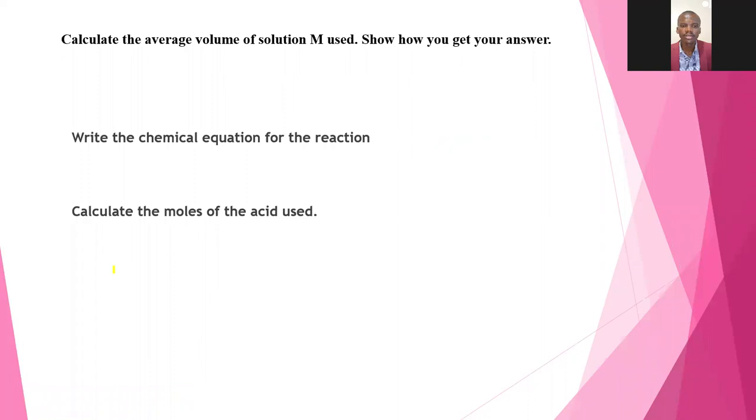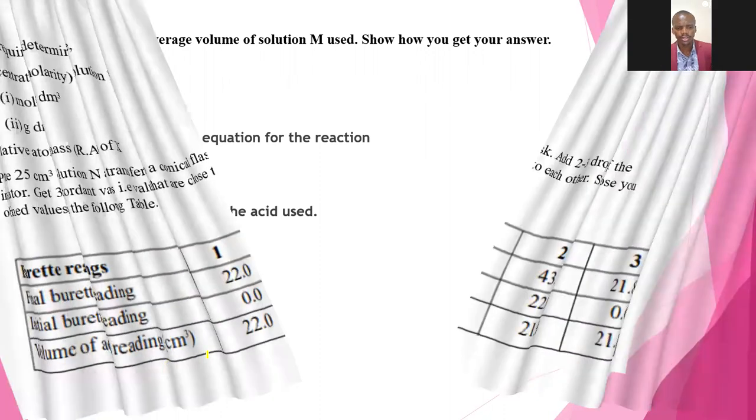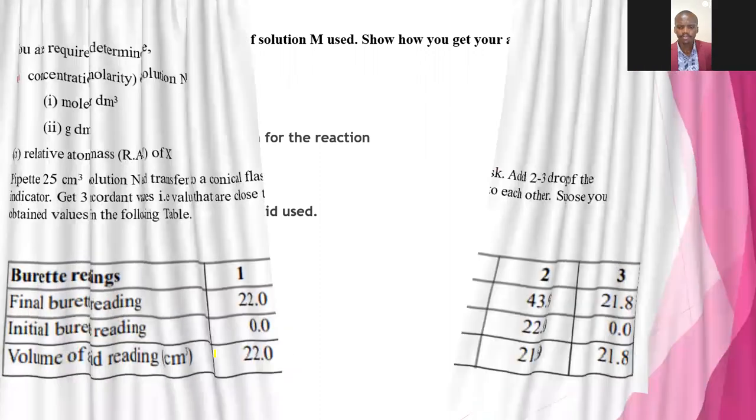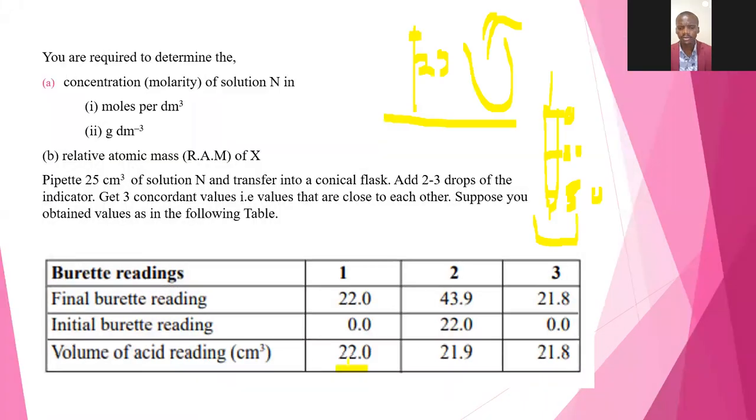And now the first question: calculate the average volume, and it will always be the first question. You calculate the average volume of solution M used. Show how you get your answer. So now you bring your principle of averaging. Let's check the titer values. We have 22.0, we have 21.9, we have 21.8.